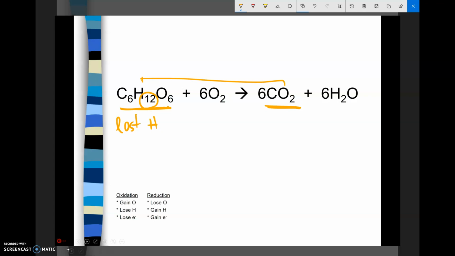Then our oxygen goes from a 6 to a 2, because remember, we're not looking at these coefficients. So 6 to 2 means that we've also lost oxygen. We go down here and we look at lost hydrogen and lost oxygen. This is confusing because one's oxidized, one is reduced. So we need to make sure, this is a problem. So let's go ahead and look at our other reactant and see what's going on there.